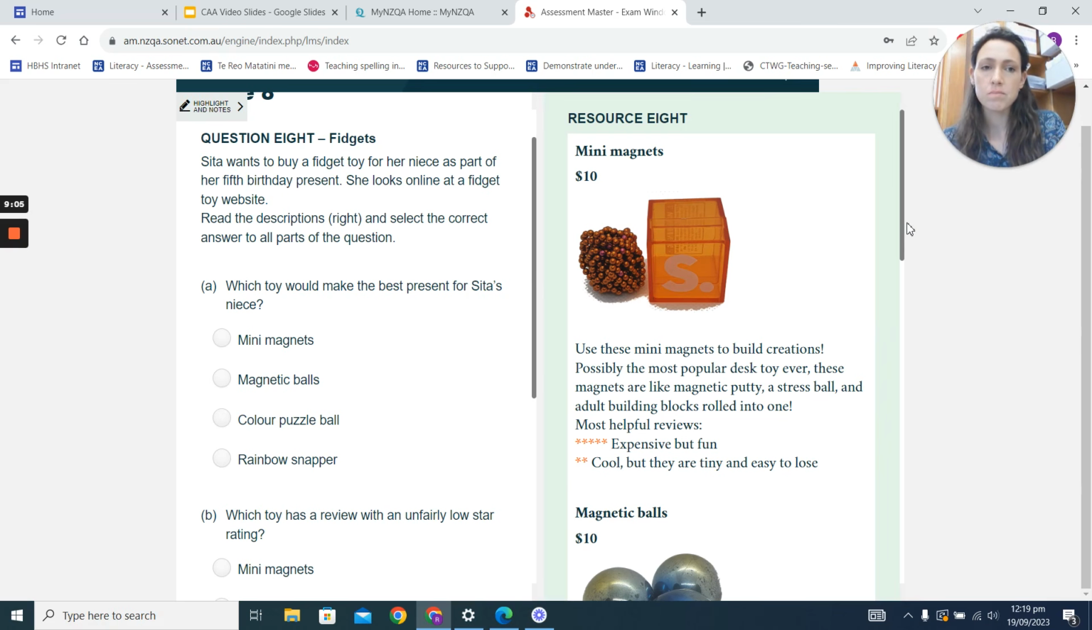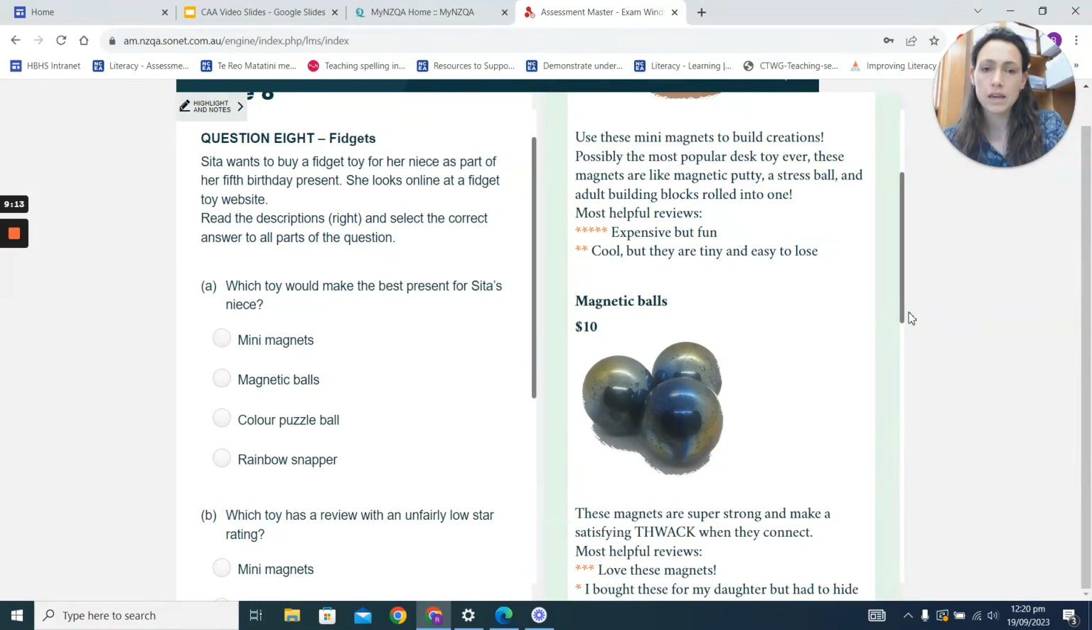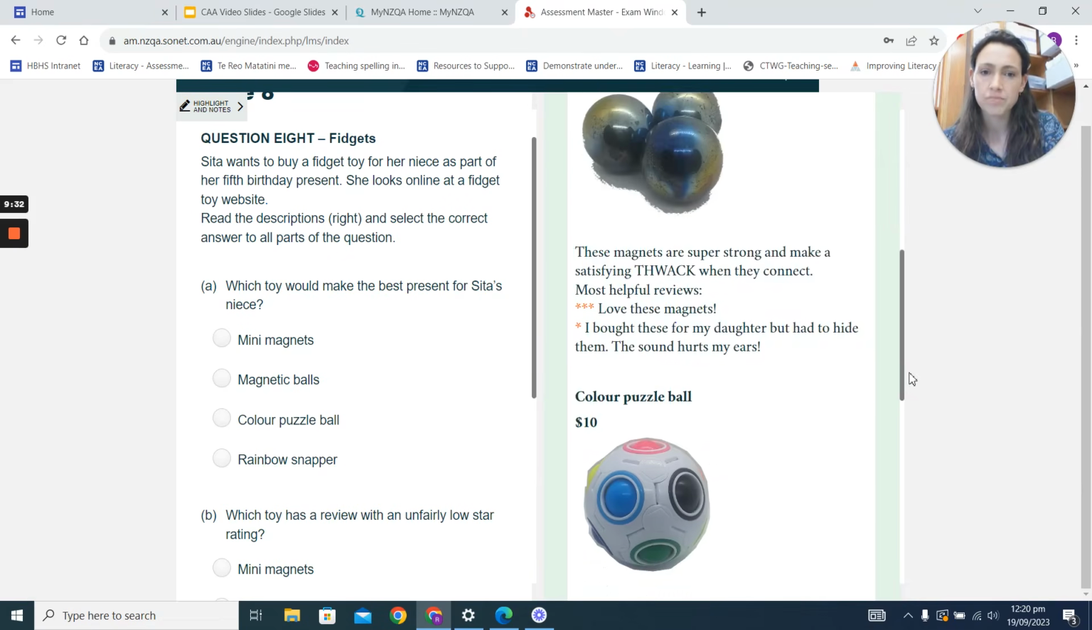So I can remember from my reading then that the first one, the mini magnets, they're small, they're easy to lose, and they look a bit like a choking hazard to me. The second one, the magnetic balls, might be okay for a young person. However, it says they're really loud, and I remember this person just gave it the 1 star because they said it was too loud when their daughter played with them. Look, this person said they had to hide them. So I don't think that's the perfect one.